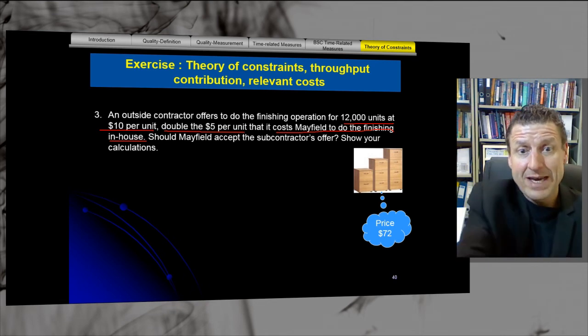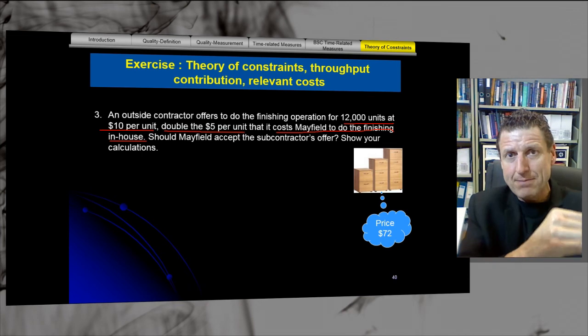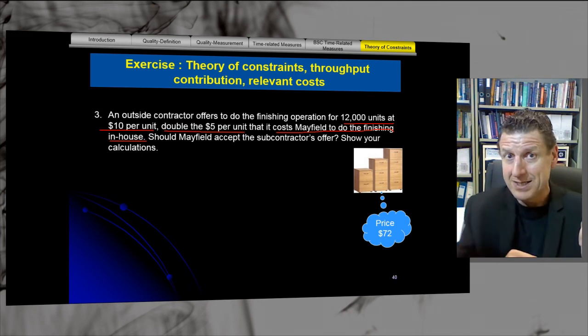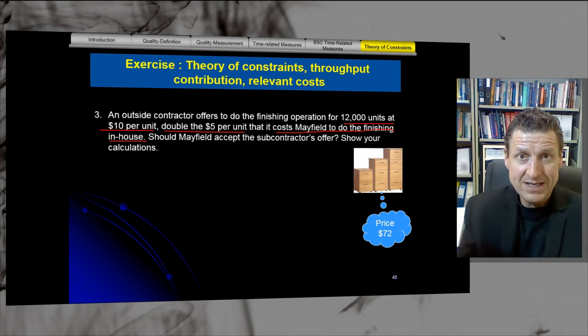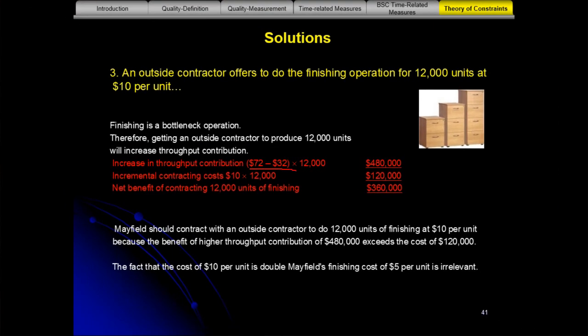Okay, so the fact that you can do $5 per unit for that 80,000, that is irrelevant. What matters is that the extra 12,000, can we make money by pushing through an extra 12,000? That's all that matters. So let's have a look at the calculations. So increase in throughput contribution is $72 minus $32 direct materials, 480,000. You got that. Incremental contracting costs is $10 times 12,000. So we've got 120,000 here. So the net benefit of contracting out 12,000 units of finishing is $360,000. We must go ahead with that.